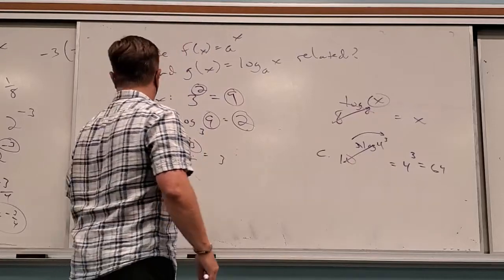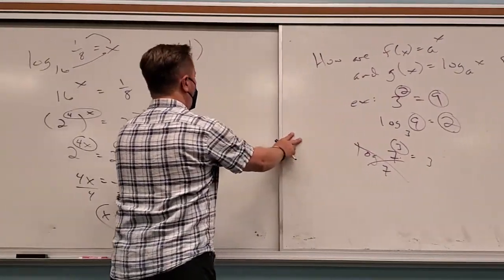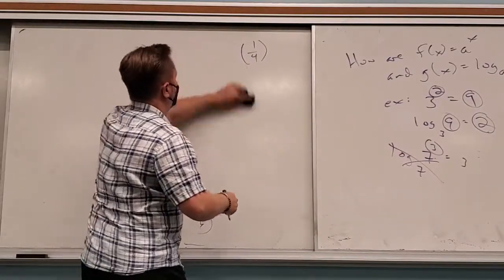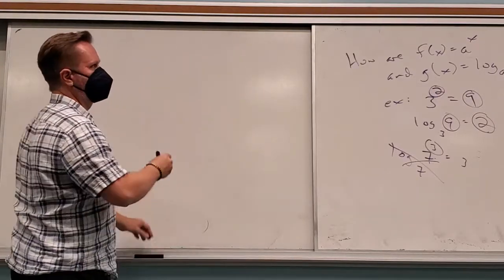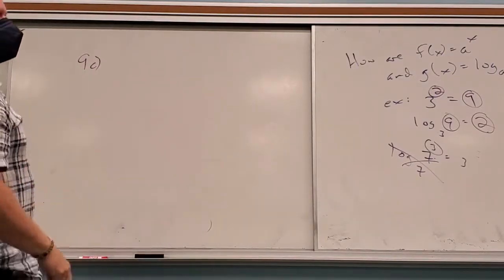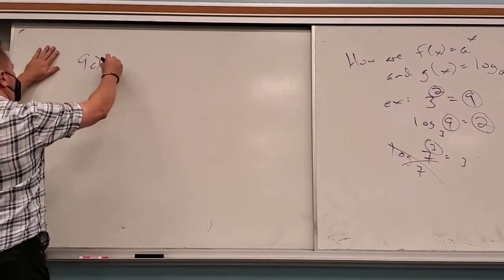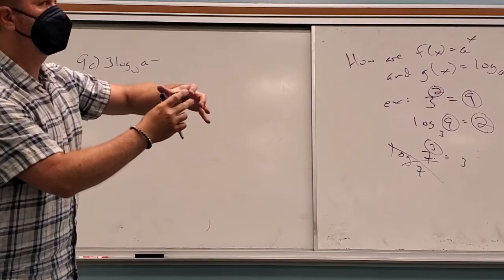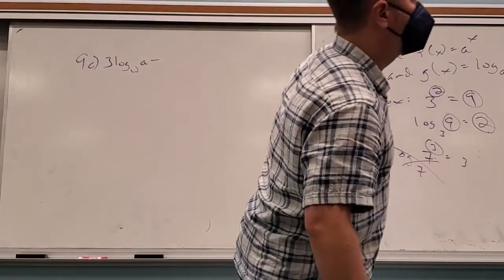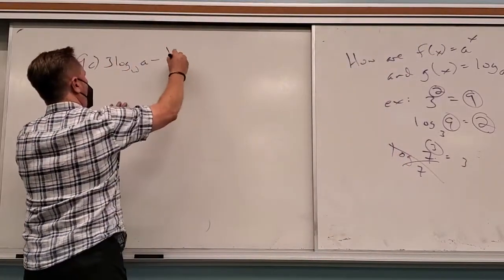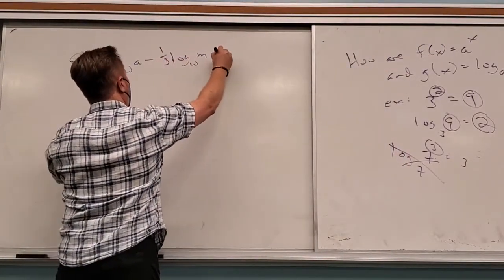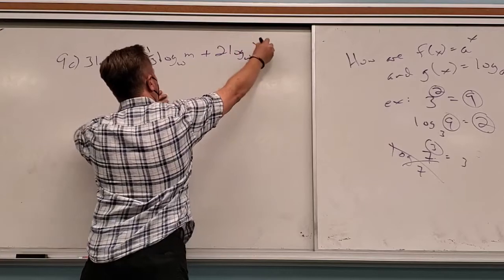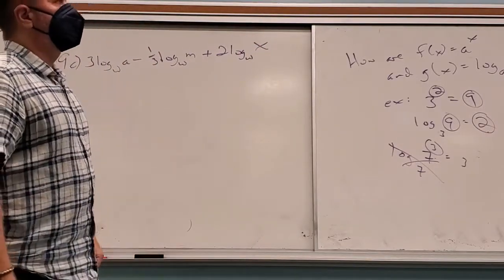9C, okay. So 9C is basically the opposite of that earlier problem we did. 3 log w a minus 1/3 log w m plus 2 log w x. So in this problem, I want to combine everything into a single logarithm.